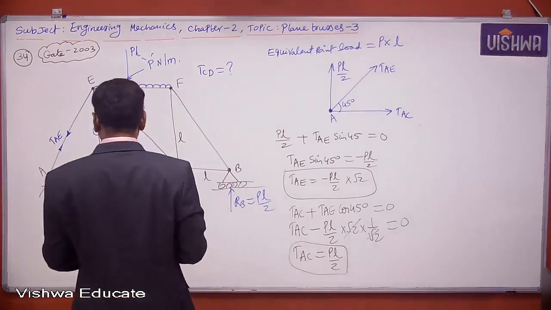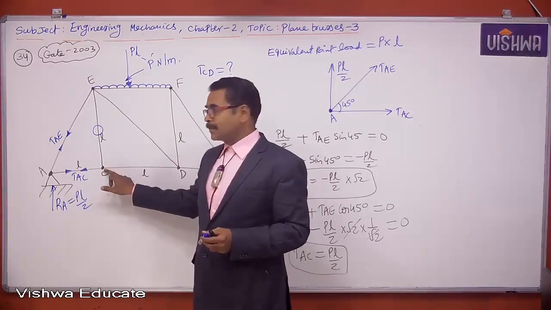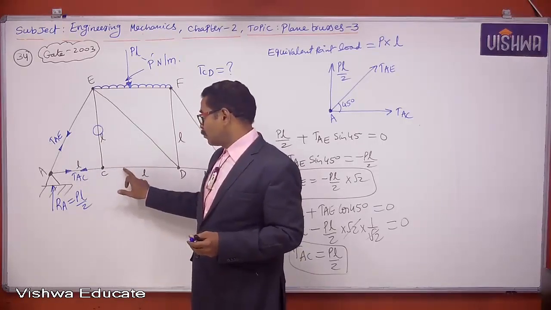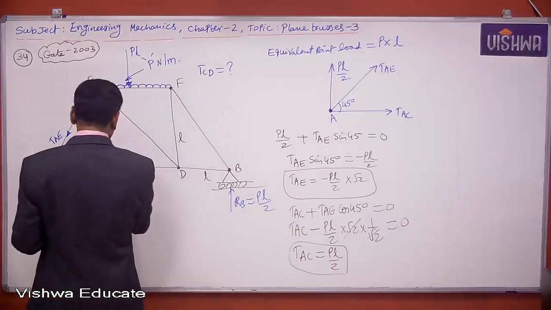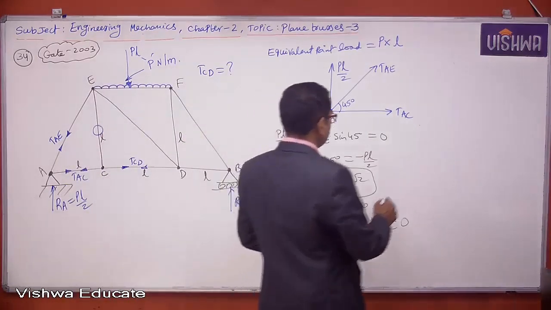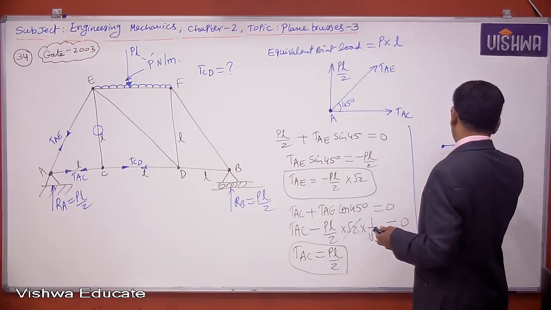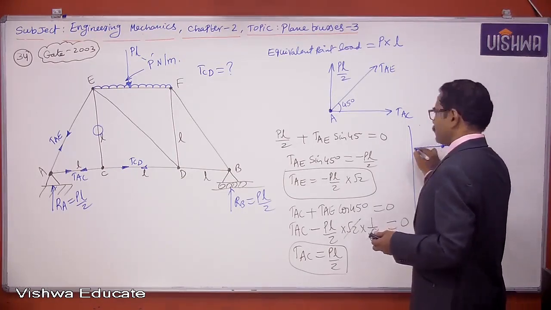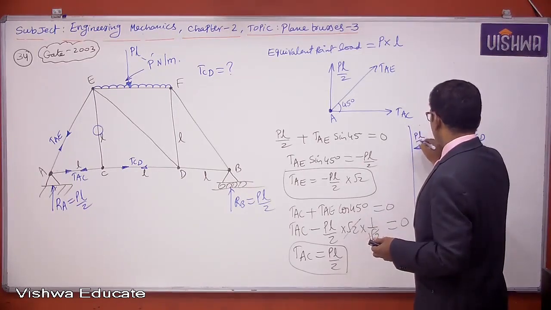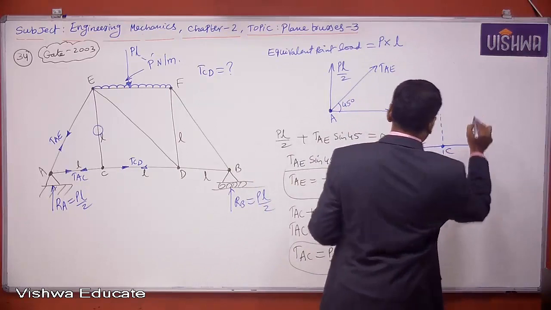Now let us take joint C. About joint C, how many unknowns are there? I know the force carried by this member is 0. I know the force carried by this member too. So only one unknown is there. I assume TCD is also tension. With respect to joint C, TCD acts towards right and TAC acts towards left. TAC I already know is PL by 2. Here no other forces are acting. So this is joint C.